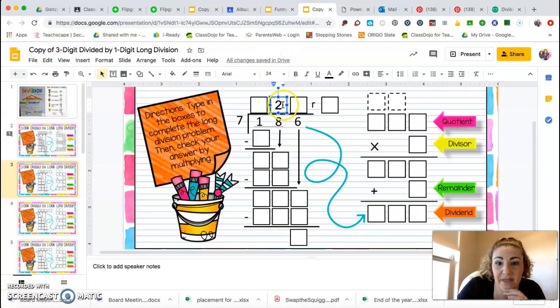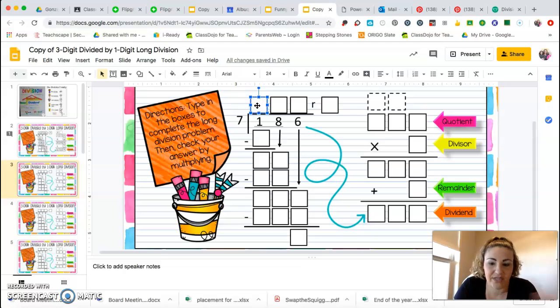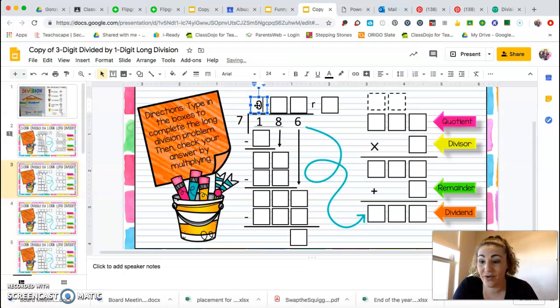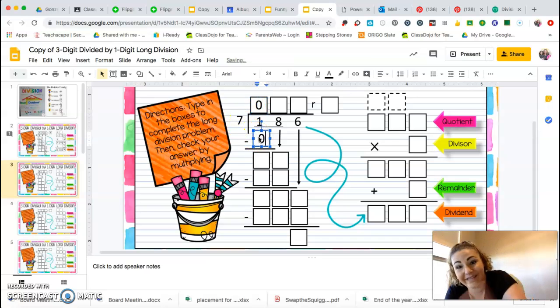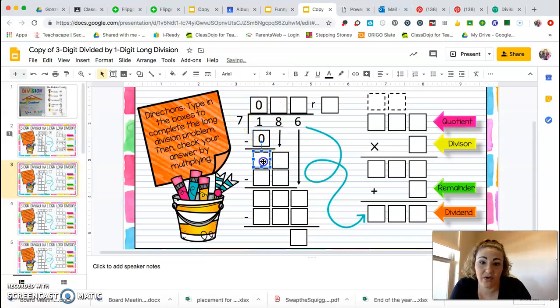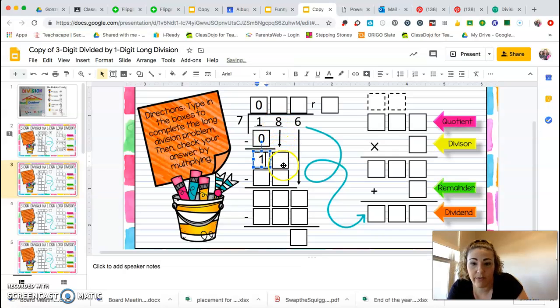Now Mom multiplies. 2 times 7 equals 14. Oh, they skipped a step. I see what they're doing. They want you to put a 0 here. I don't have my kids do that. And then what is 0 times 7? 0. 1 minus 0 is 1. Brother brings down the 8. So they're trying to just show you without skipping steps.